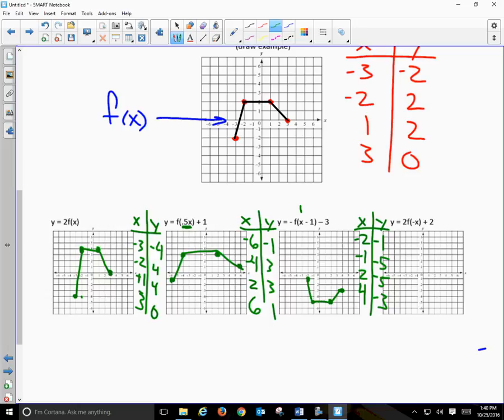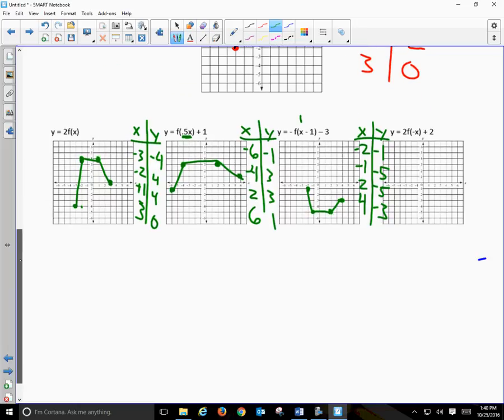And again, your new shape, you shouldn't see any horizontal stretches or vertical stretches, but you should see the same kind of shape, just flipped upside down and shifted right 1 and down 3. In fact, I do. It's a little hard to tell because these graphs are smaller than this graph, so they look a little bit different. Okay. And then the last one.